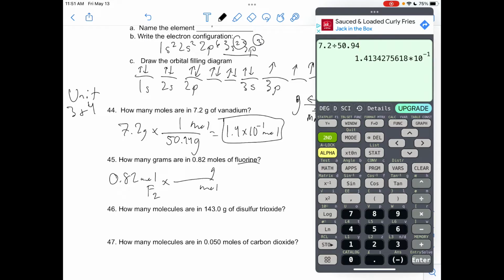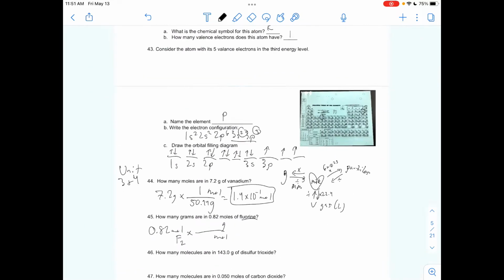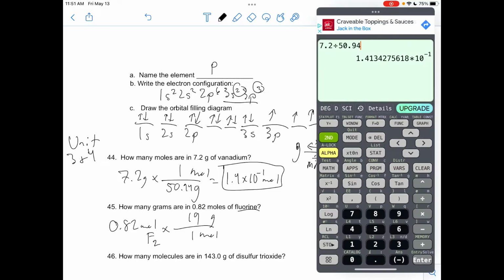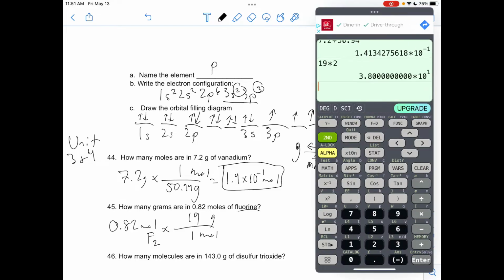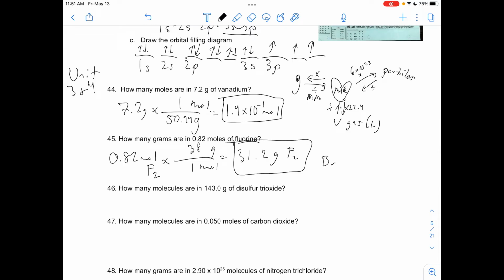Now remember, the thing about fluorine is actually F2. So when I look at fluorine, 19. Okay, 19 grams for every 1 mole. But I'm going to have to multiply that by 2 because there's 2 fluorines. So 19 times 2 is 38. So this should be 38. 38 times 0.82 gives me 31.2 grams of fluorine. Remember that the diatomics are Brinkelhoff. Fluorine is at the end.